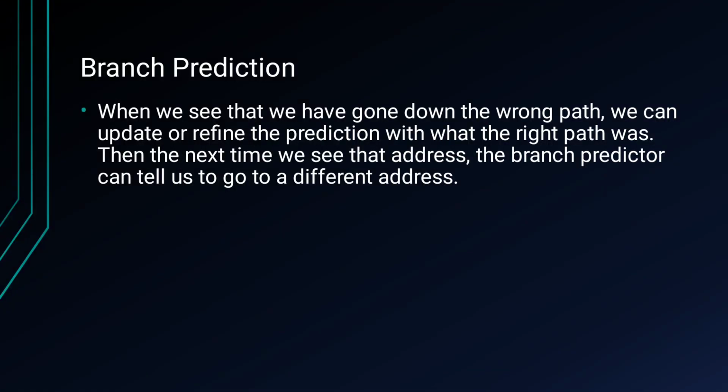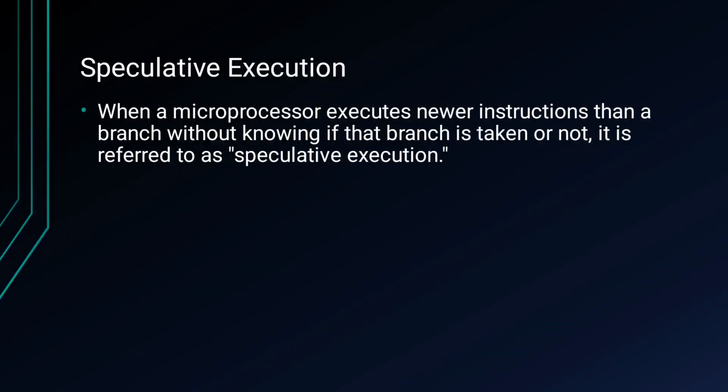The branch prediction. When we see we have gone down the wrong path, we can update or refine that prediction with what the right path was. Then, the next time you see that address, the branch predictor can tell us to go to a different address. The speculative execution: when a microprocessor executes newer instructions than a branch without knowing if that branch is taken or not, it is referred to as speculative execution.